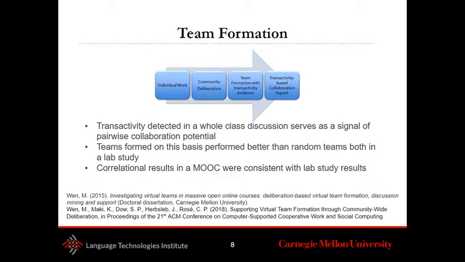And because of that, you could see the observation of transactivity exchanged as a signal of collaboration potential between pairs. And in fact, in Miao Wen's dissertation research, she leveraged this indexing of collaboration potential in an automated team formation paradigm. In her paradigm, which she tested both in a lab study context and also in a massive open online course.